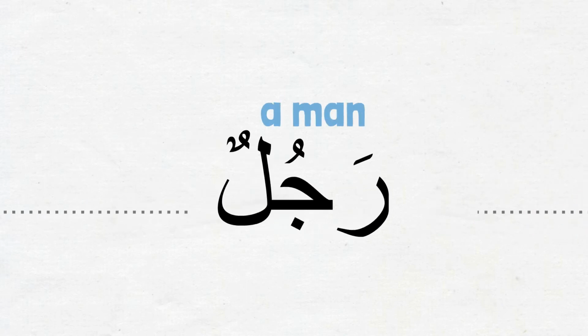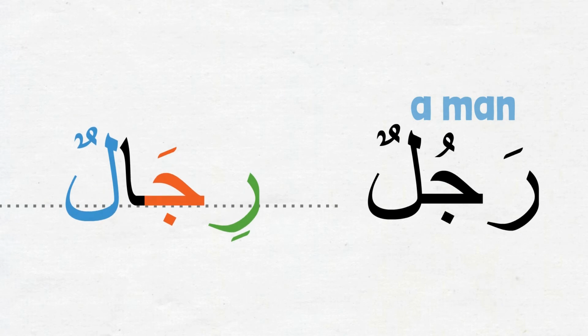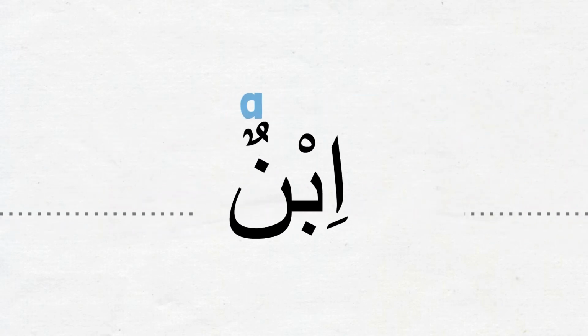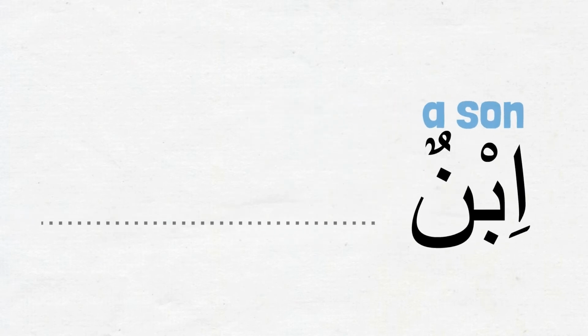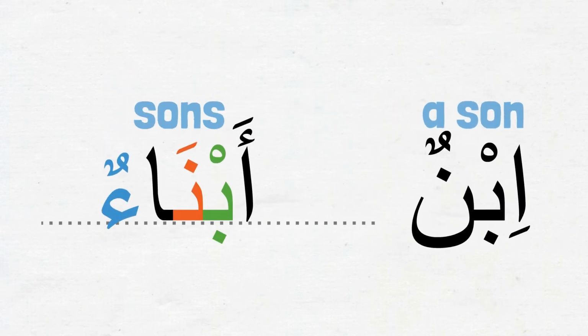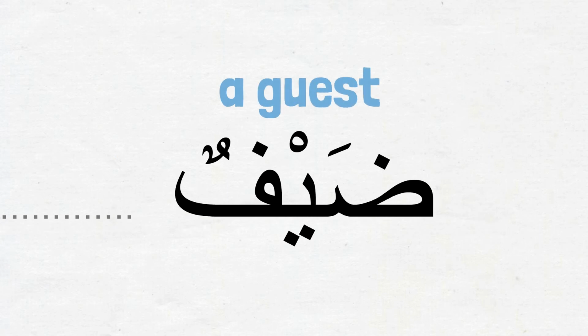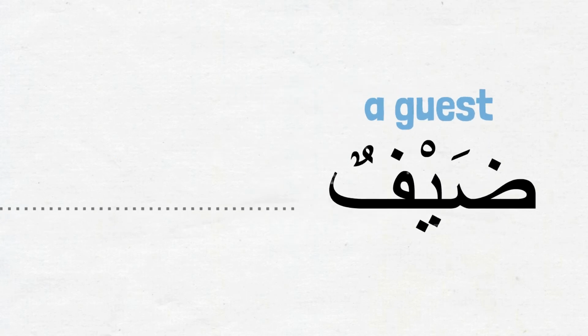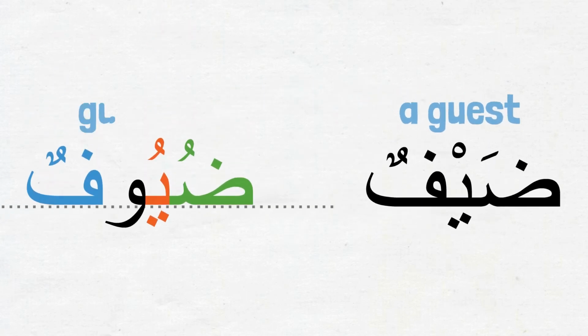Next we have rajulun, a man. Its plural is rijalun, so it is also following the pattern fi'alun. Next ism is ibnun, a son. Its plural will be abna'un. Next ism is dayfun, a guest. Its plural will be duyufun.